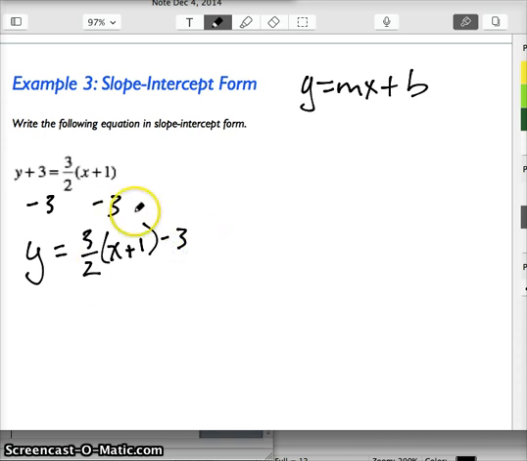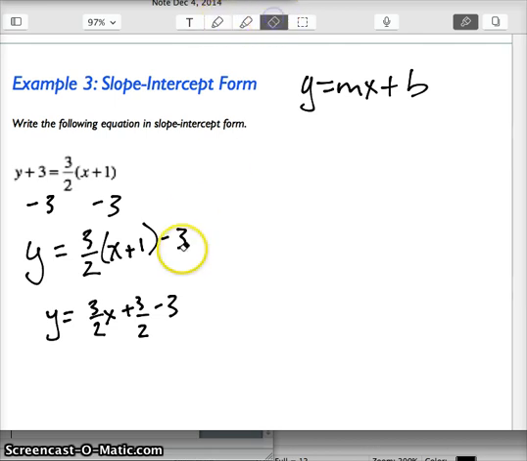Now, in order for me to simplify this so I have simply an x term and a constant term with the y-intercept, I do need to distribute. So I'll do that, and I get 3/2 x plus 3 over 2, now minus 3. In order for me to join these guys together, I'm almost there. This guy has to have a denominator of 2. So instead of writing that as 3, I'm going to change my 3 to a 6 over 2.